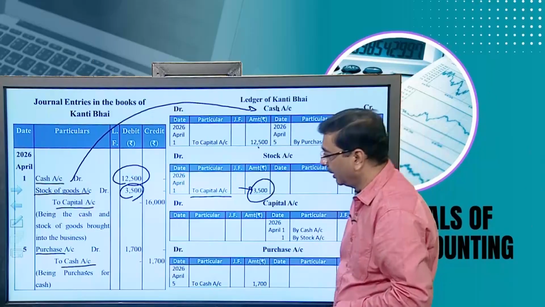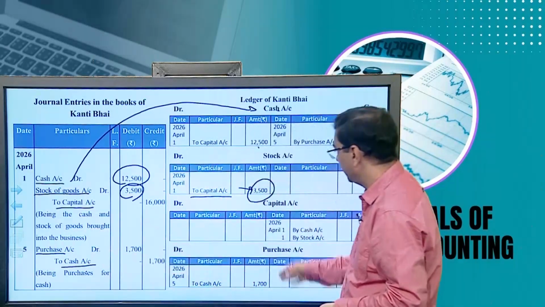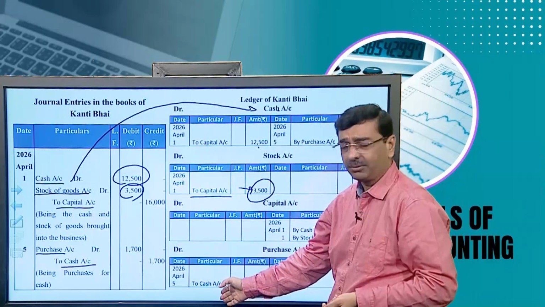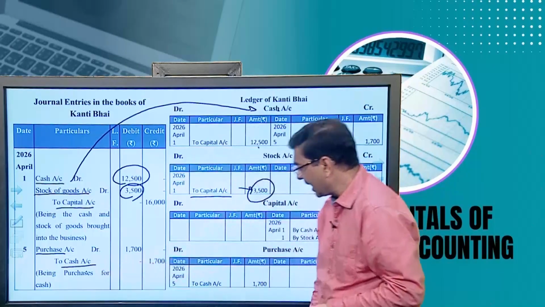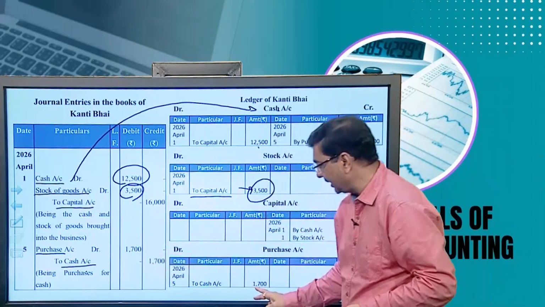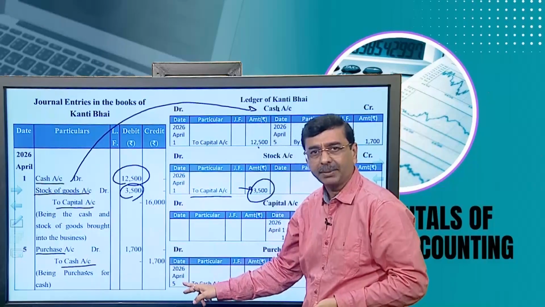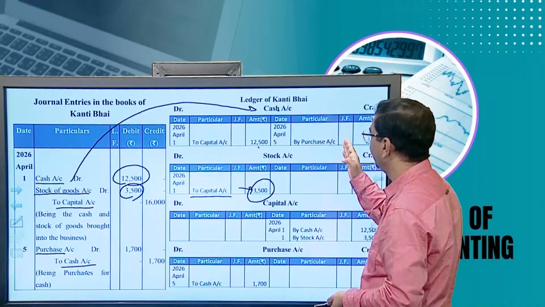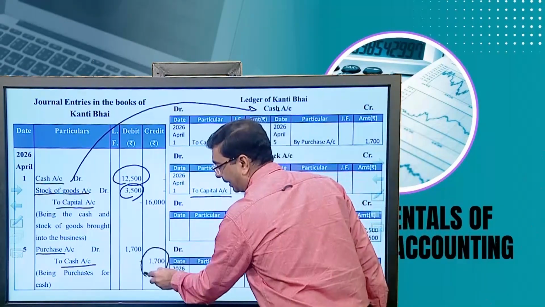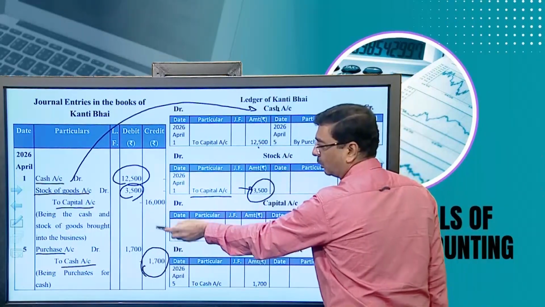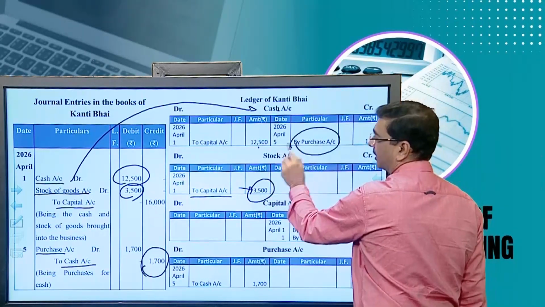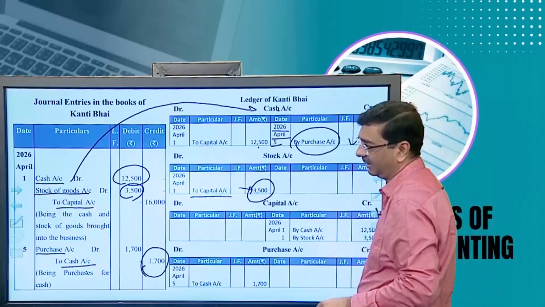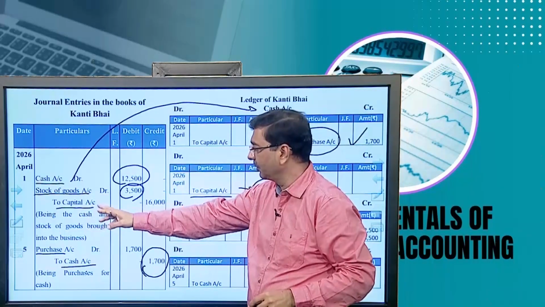So this is a posting. Next is purchase. It is debit. So in the purchase account, debit side, the opposite name is cash, 'To cash account', the amount is 1,700, and the date is 2026 April 5. The next is the cash account, credit side, 1,700. So in the cash account credit side, the corresponding opposite name is 'By purchases', the date is 2026 April 5, and the amount is 1,700. And then one more account, the capital account, which is credit.